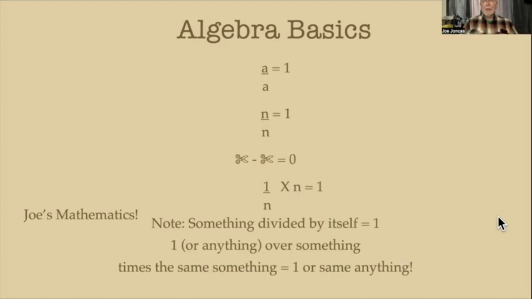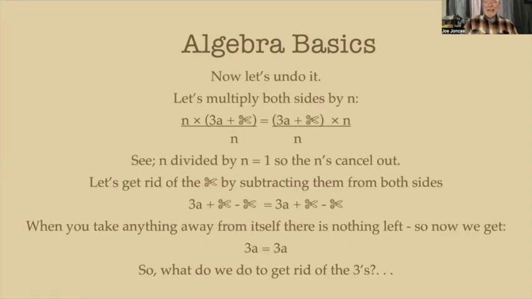These are the real basic parts of algebra. If you don't get it, okay, we will work on it. But here's Joe's mathematics note: something divided by itself equals 1, and anything over something times that same something is equal to 1 or the same something. Now, everybody follow that? I'm glad to have somebody who really understands.